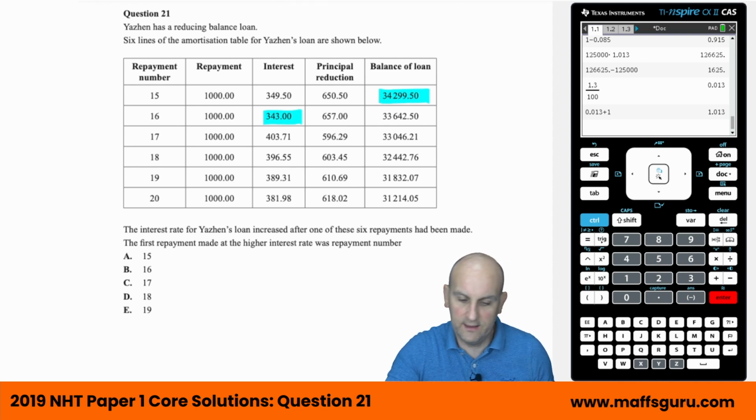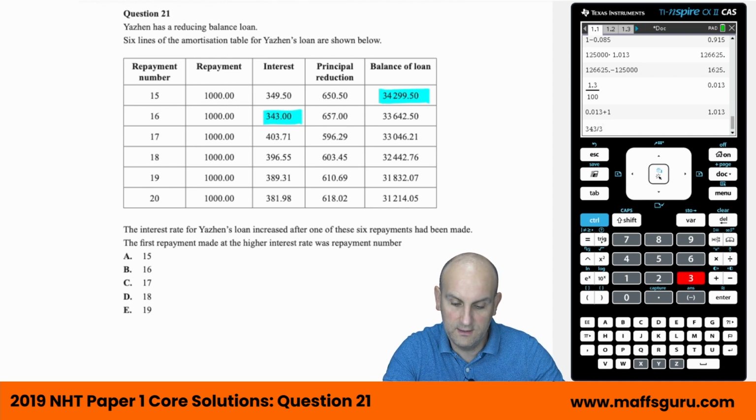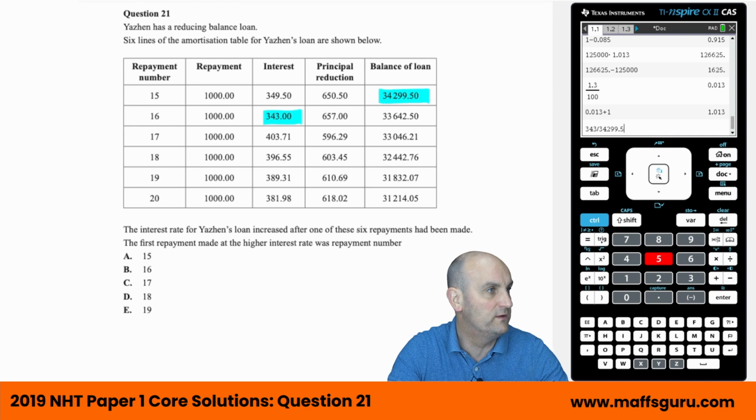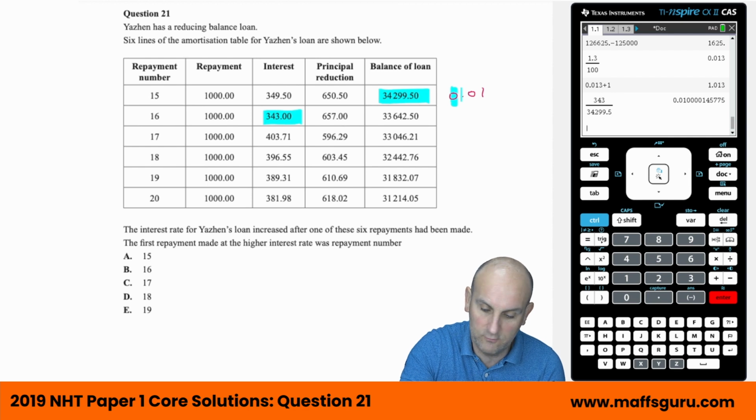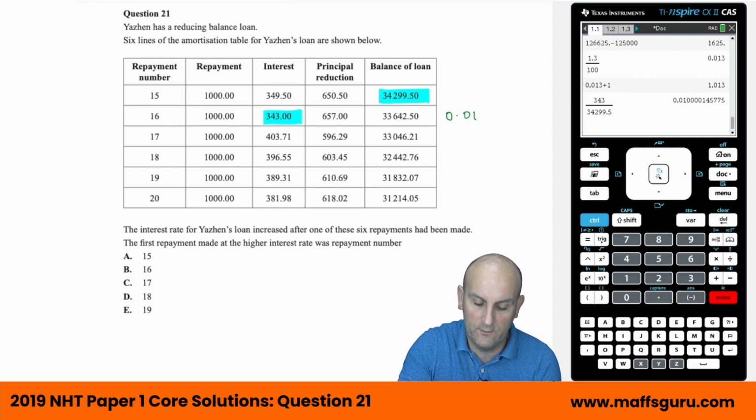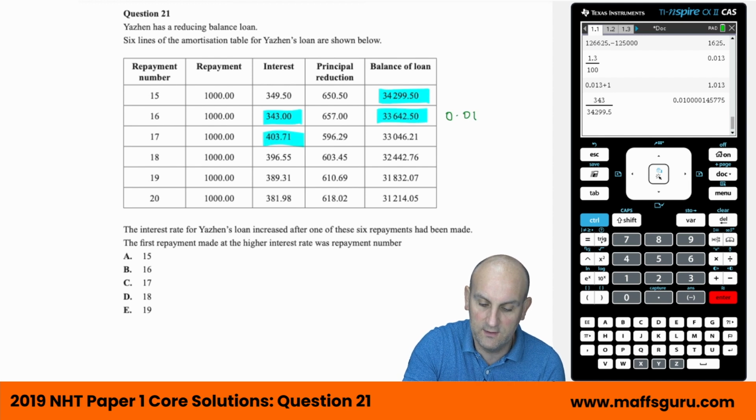All right, here we go then. So 343 divided by 34299.5. What have you got there? An interest rate of 0.01%. Right, so that's written in the wrong way. So let's rub that all together and put it in there. 0.01%. Now what I'm going to do is take this value and divide it by that value.